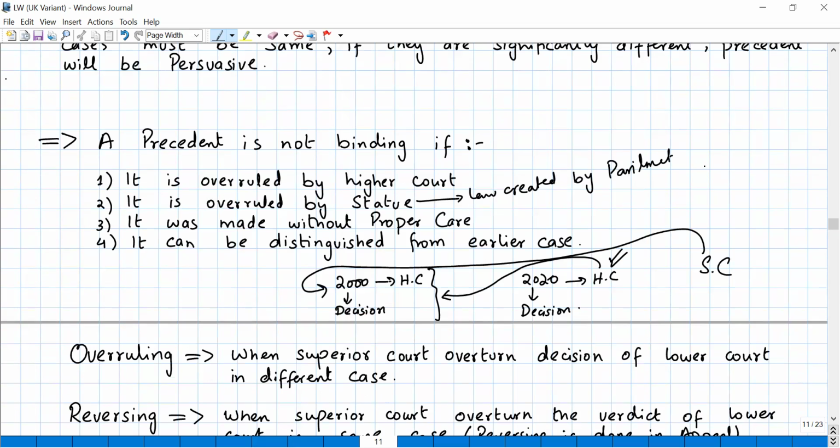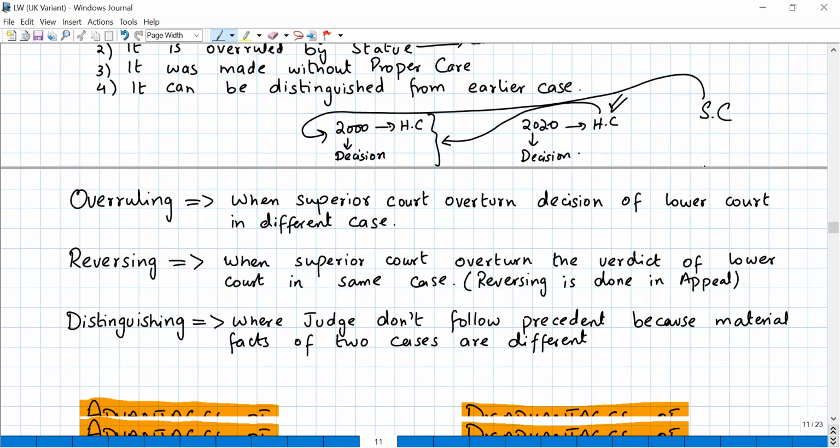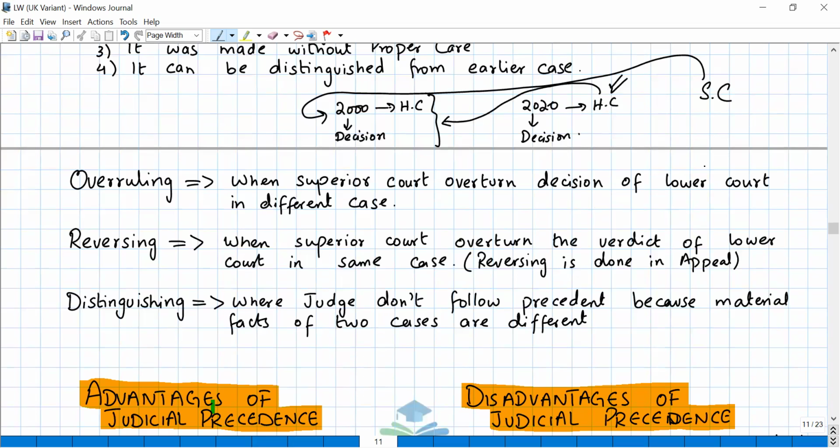A precedent is not binding if it is overruled. First, let's understand these three terminologies: overruling, reversing, and distinguishing. Now, what does overruling mean? It is when a superior court overturns the decision of a lower court in a different case. Very important point. A superior court judge overturns the decision of the lower court judge in a different case.